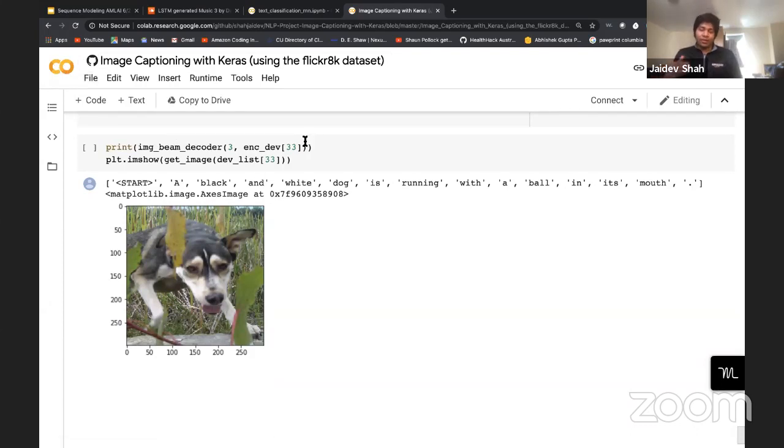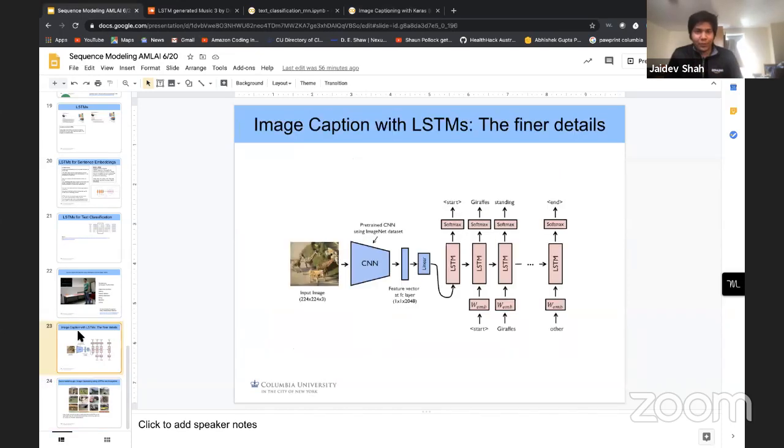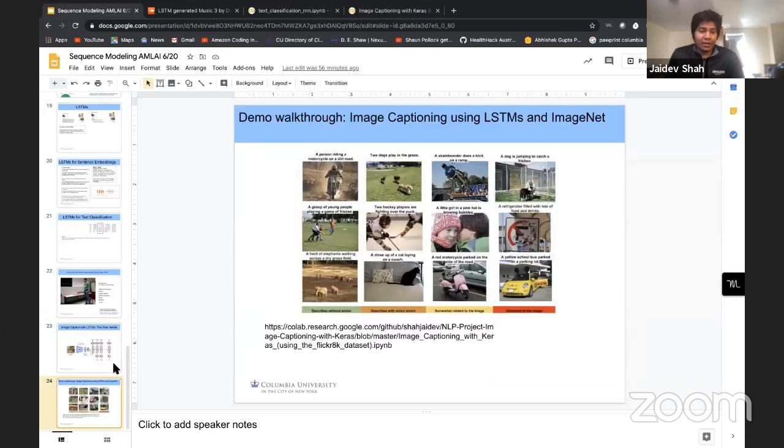So imagine the level at which companies like Facebook and Google are using image captioning for their own services. It's a lot more sophisticated, but the core of it is the same. Okay. So yeah, that was the last slide.